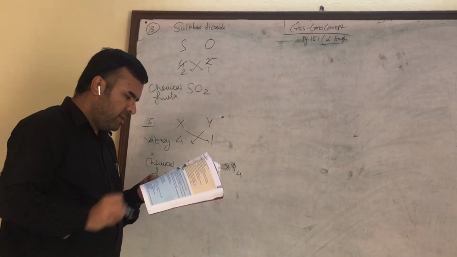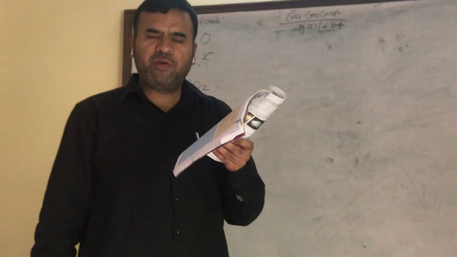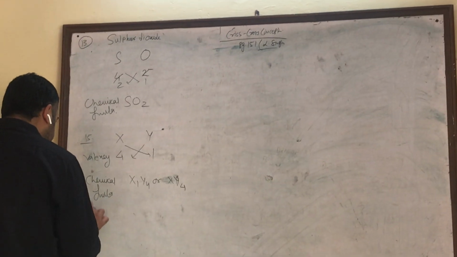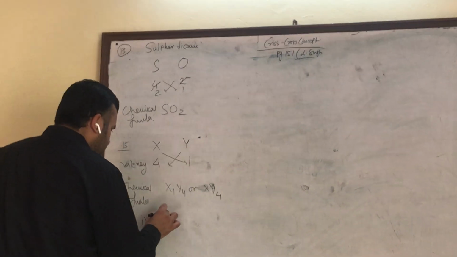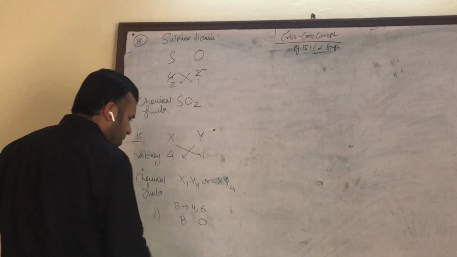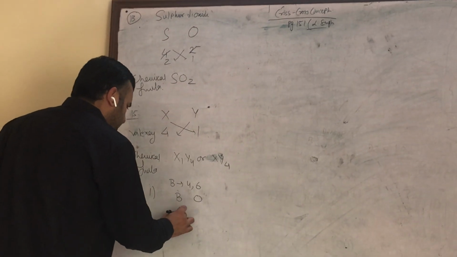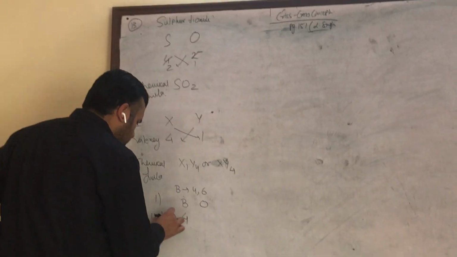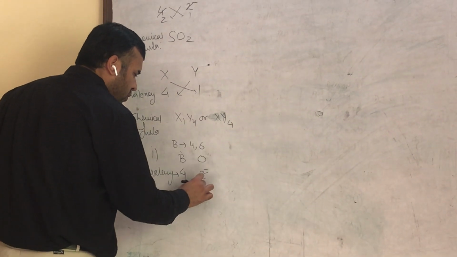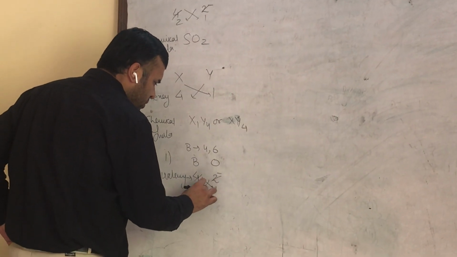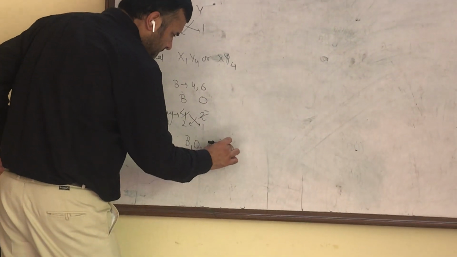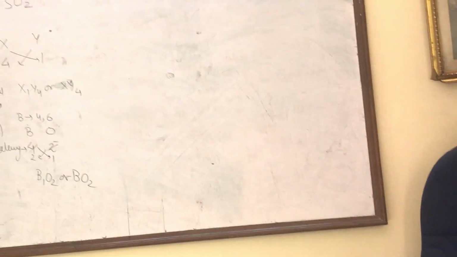See question number 16. An element B shows valencies of 4 and 6. Write the formula of its two oxides. The valency of B is given to you, either 4 or 6. Tell the formula of its oxides, beta. If I take the valency of B as 4, oxygen's is always 2. 2, 1, the 2, 2, the crisscross, B1O2, and simply BO2 is the formula.